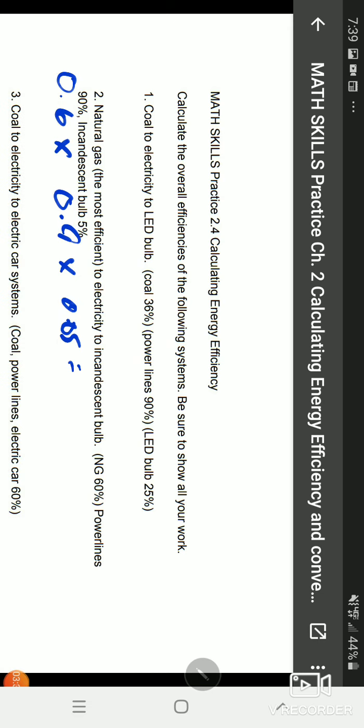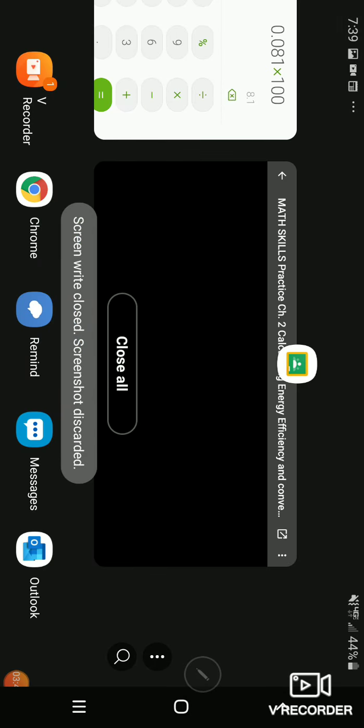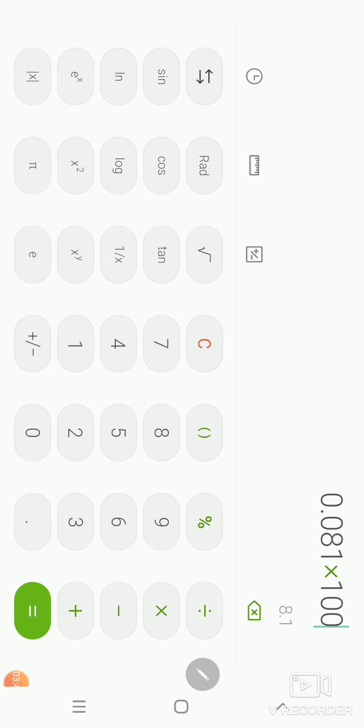So if we get that, again, 0.6 times 0.9 times 0.05, go back to our calculator, clear this one out, and we do 0.6 times 0.9 times 0.05. Really, the issue here is not the power generation. 60% is fairly good, much better than coal. 90% again is super efficient. It's the 5% that's really hurting us here. So we equal that out. We get 0.027. Multiply that by 100. And it's going to give us a total value of only 2.7% efficiency.